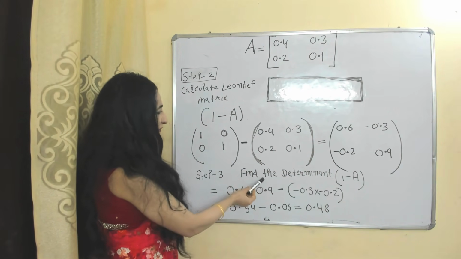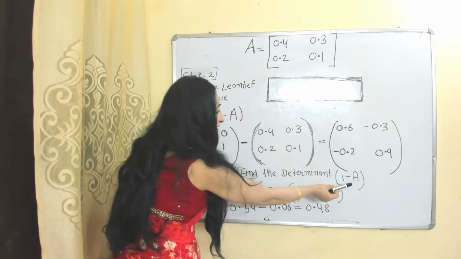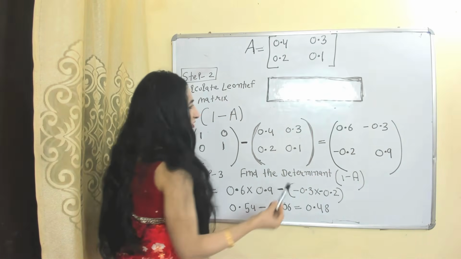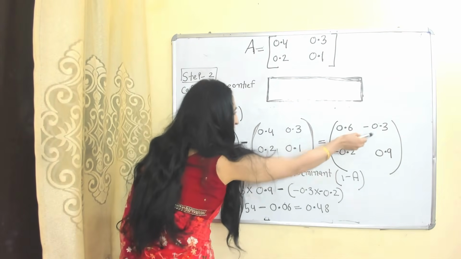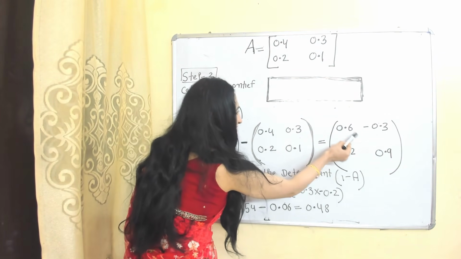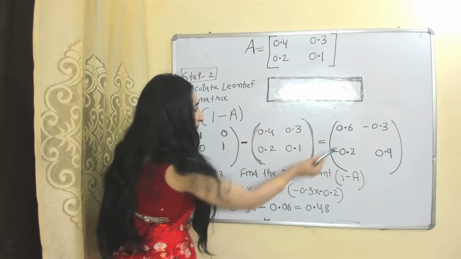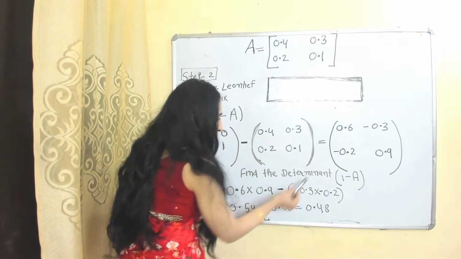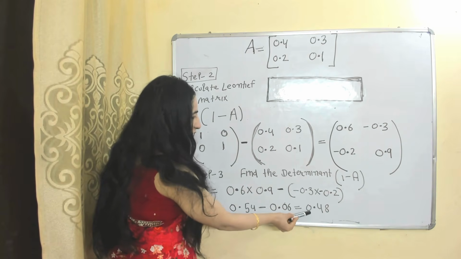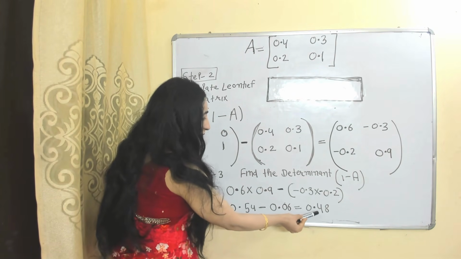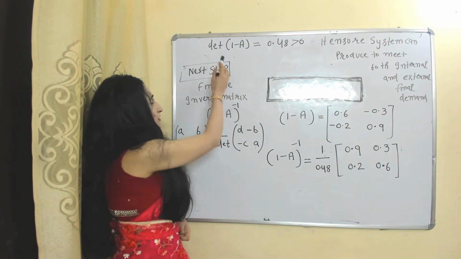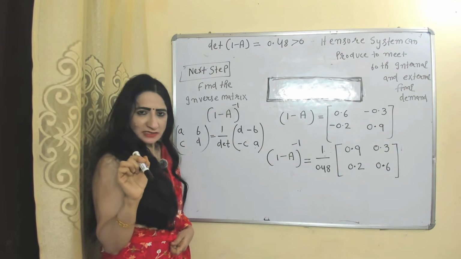In the third step, we will find the determinant of I minus A. This is our I minus A. We will find its determinant. In order to find the determinant, we will cross multiply. So 0.6 into 0.9 minus 0.3 into 0.2. When we solve, it will become equal to 0.48. 0.48 will be called the determinant of I minus A.